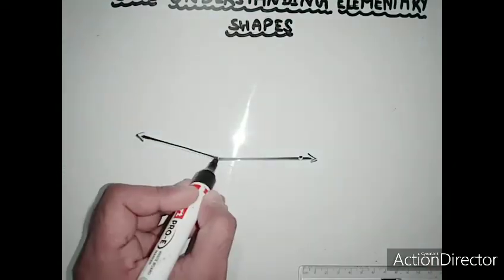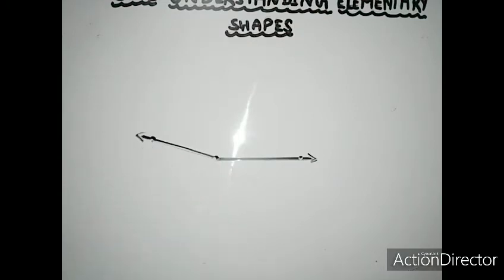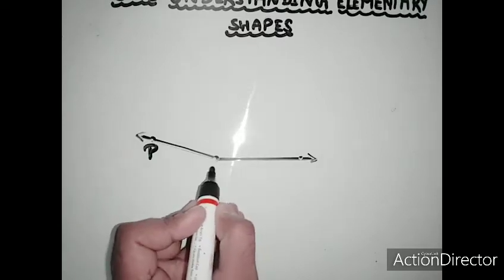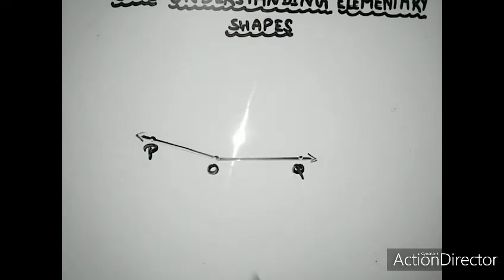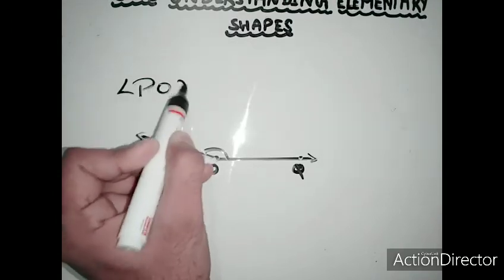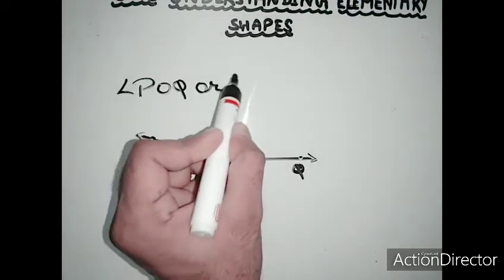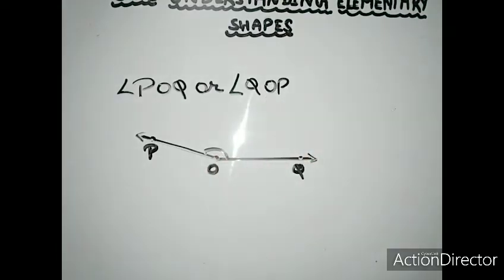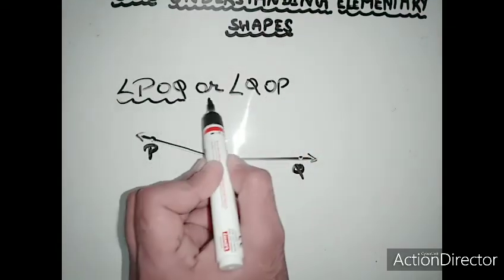Okay, and give the name of this point as P, O and Q. Now here we find what is the degree of this angle, right? And the name of this angle as angle POQ or angle QOP, right? Here we find the degree of an angle.